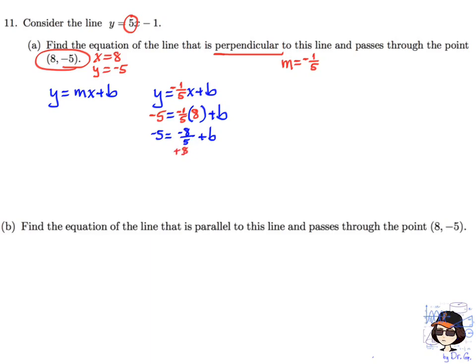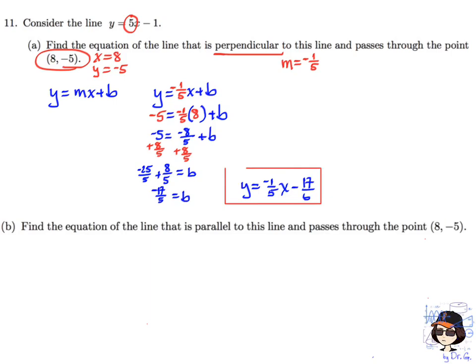Let's add 8/5 to both sides. And getting a least common denominator, that's -25/5 plus 8/5. And that gives me -17/5. That's the number b. So now we can put it all together and write the equation y equals -1/5 x minus 17/5. That's the line perpendicular to the given line, passing through the point (8, -5).